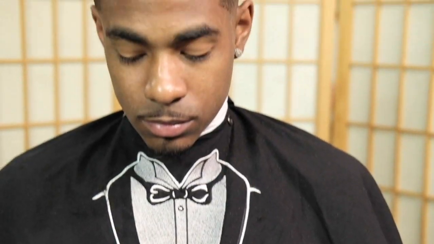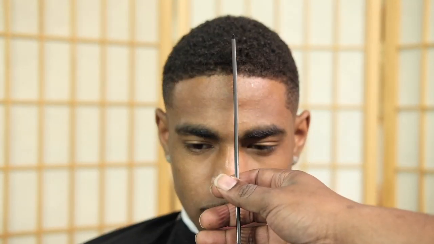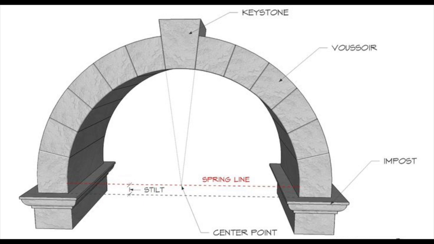5 minutes. Well, the answer to the question is, it is an optical illusion because your hairline is actually an arc. And it's either an inverted arc or an arc that's right side up. So now that we know that our edge up is not a straight line and in fact it's an arc, let's look at how arcs are made.